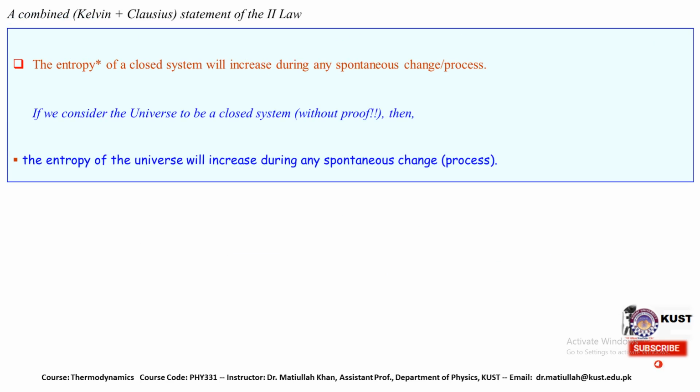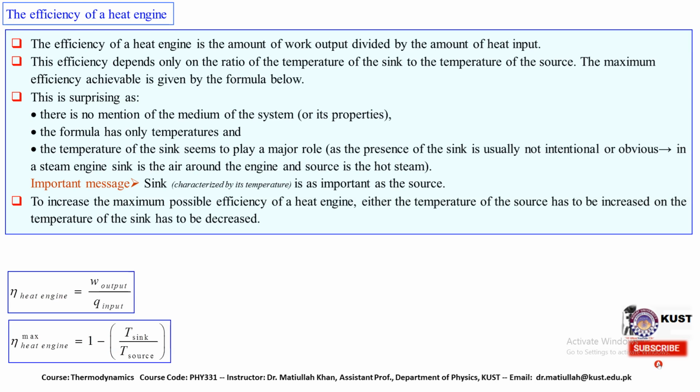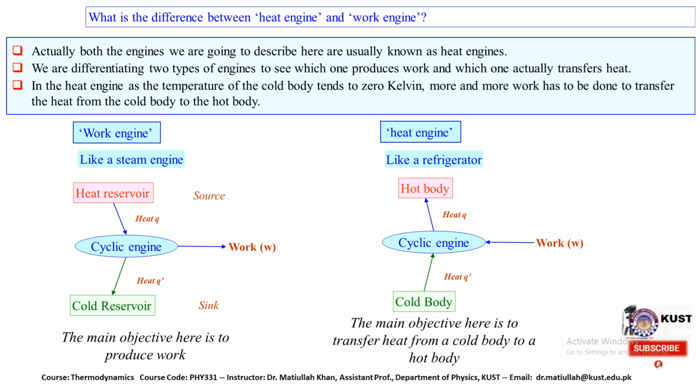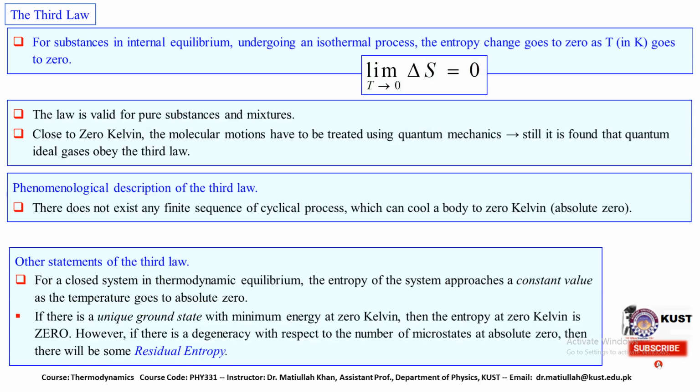The combined Kelvin and Clausius statement of the second law of thermodynamics is that the entropy of a closed system will increase during a spontaneous process. So in all natural processes the entropy of the system will increase. This leads to an increase in the entropy of the universe during any spontaneous process. So the efficiency of the heat engine becomes limited, and that should be less than 100%. That is also a restriction on the efficiency of any particular engine.